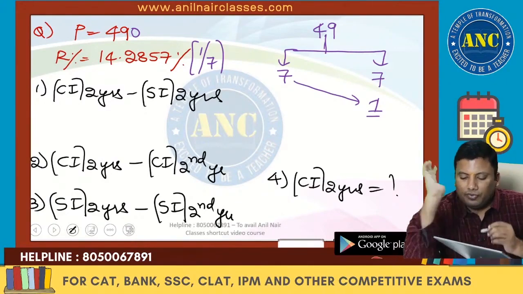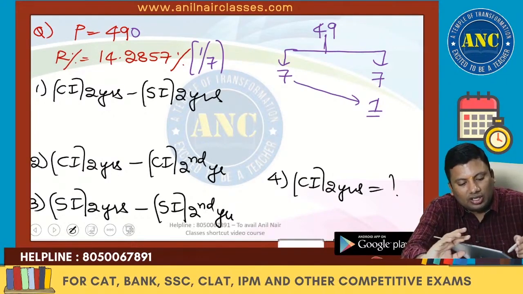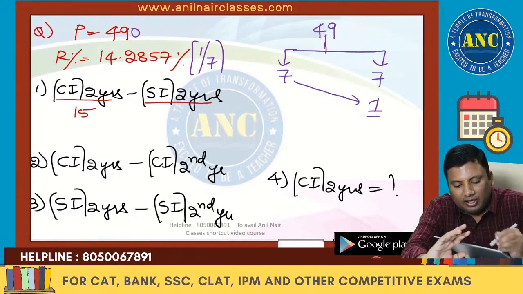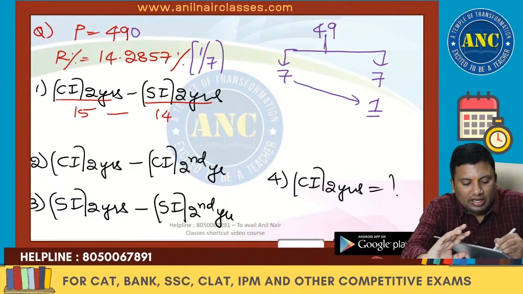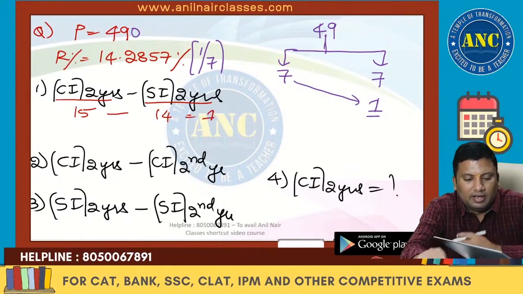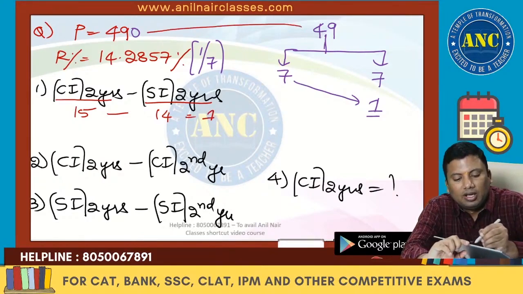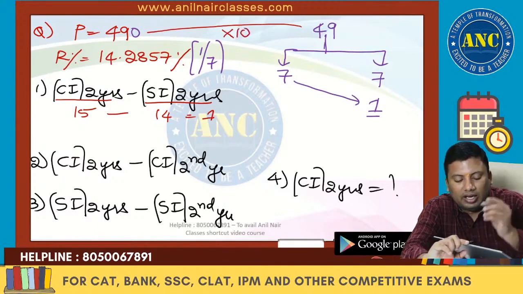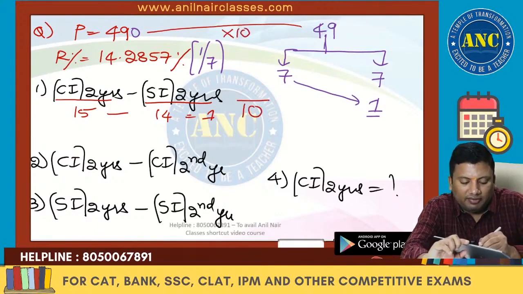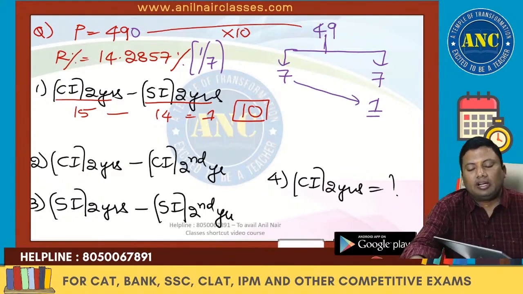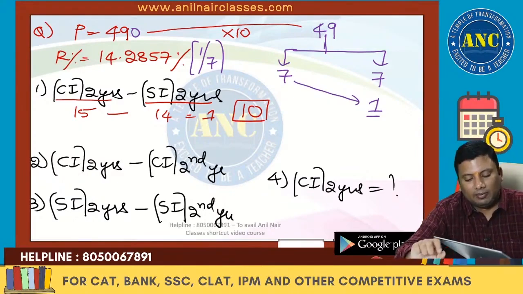Now, what is the first question? CI for 2 years, which is 15. SI for 2 years, which is 14. Difference is nothing but 1. 49 tens are 490. 1 tens are 10. First one answer is nothing but 10.